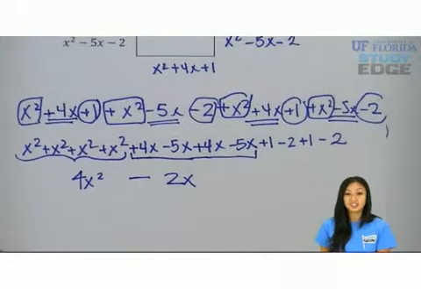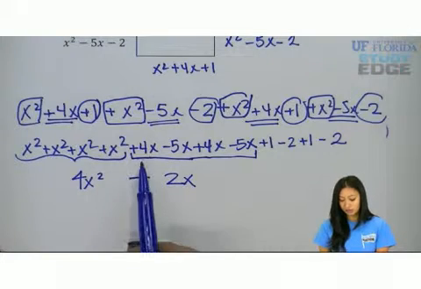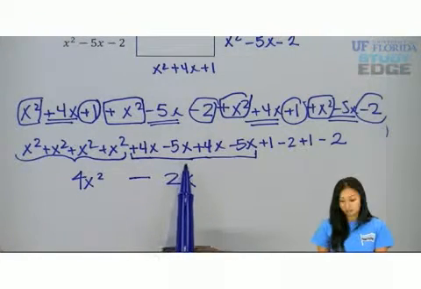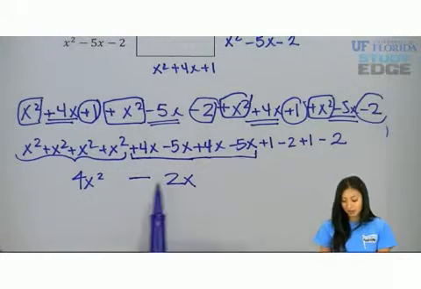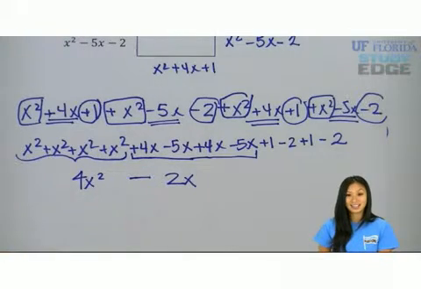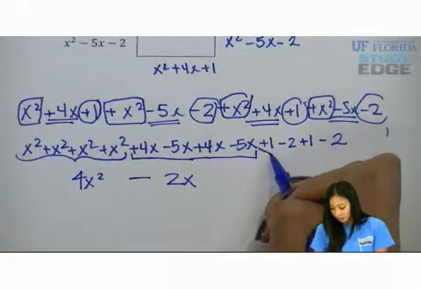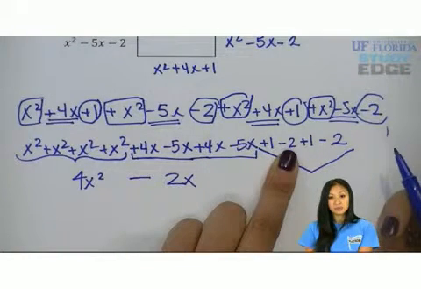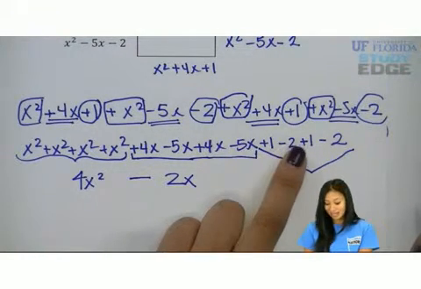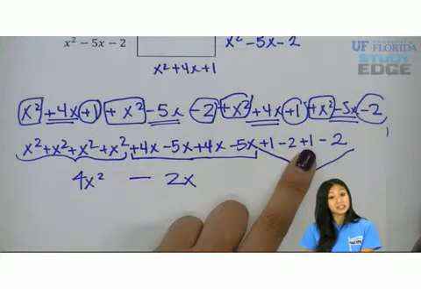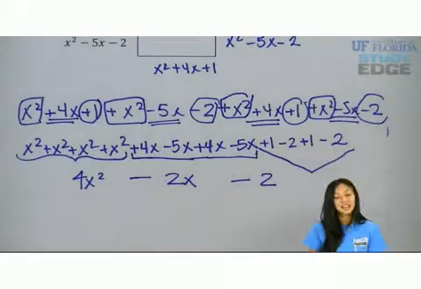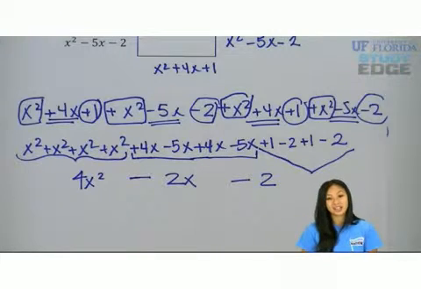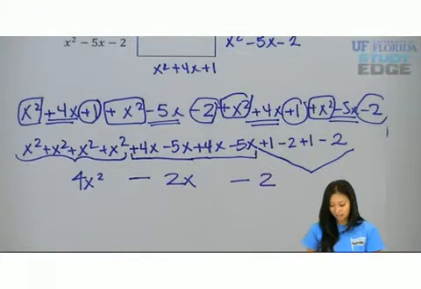If you're not sure, just do this in your handy dandy calculator. You could always do that. 4 minus 5 is negative 1. Negative 1 plus 4 is positive 3. Positive 3 minus 5 is negative 2. You just can't forget that x. All right, last part. 1 minus 2 is negative 1. Negative 1 plus 1 is 0. 0 minus 2 is negative 2. Again, do this in your calculator if you are not sure.